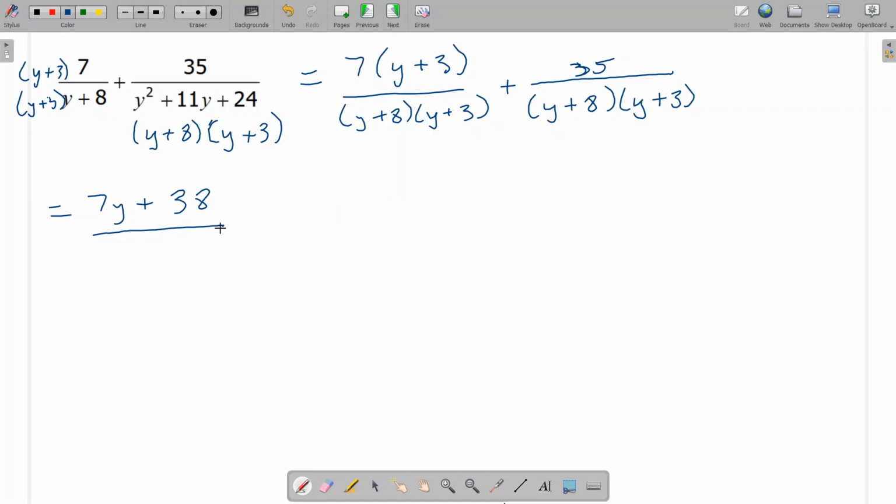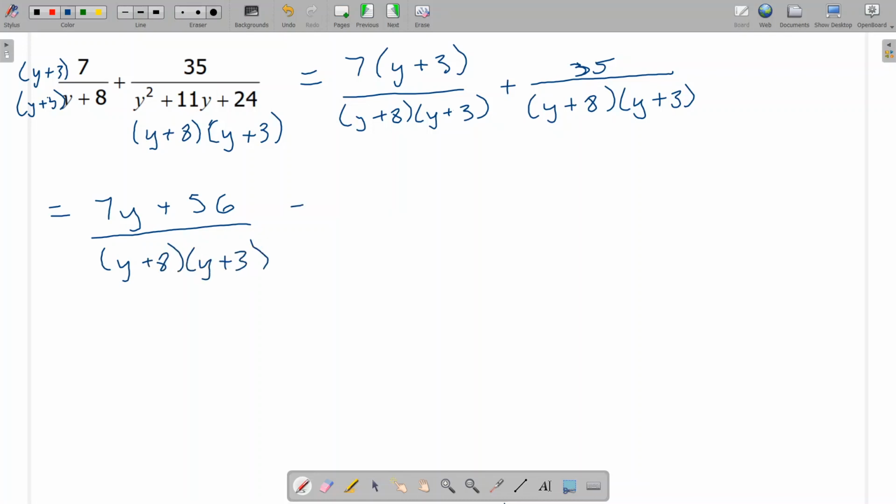All over, or I'm sorry here, I made a mistake. If I distribute my 7, I really am going to get 7y plus 21. So that's going to make a big difference here. If I do 35 plus 21, I really get 56. And my denominator is still that factored form.